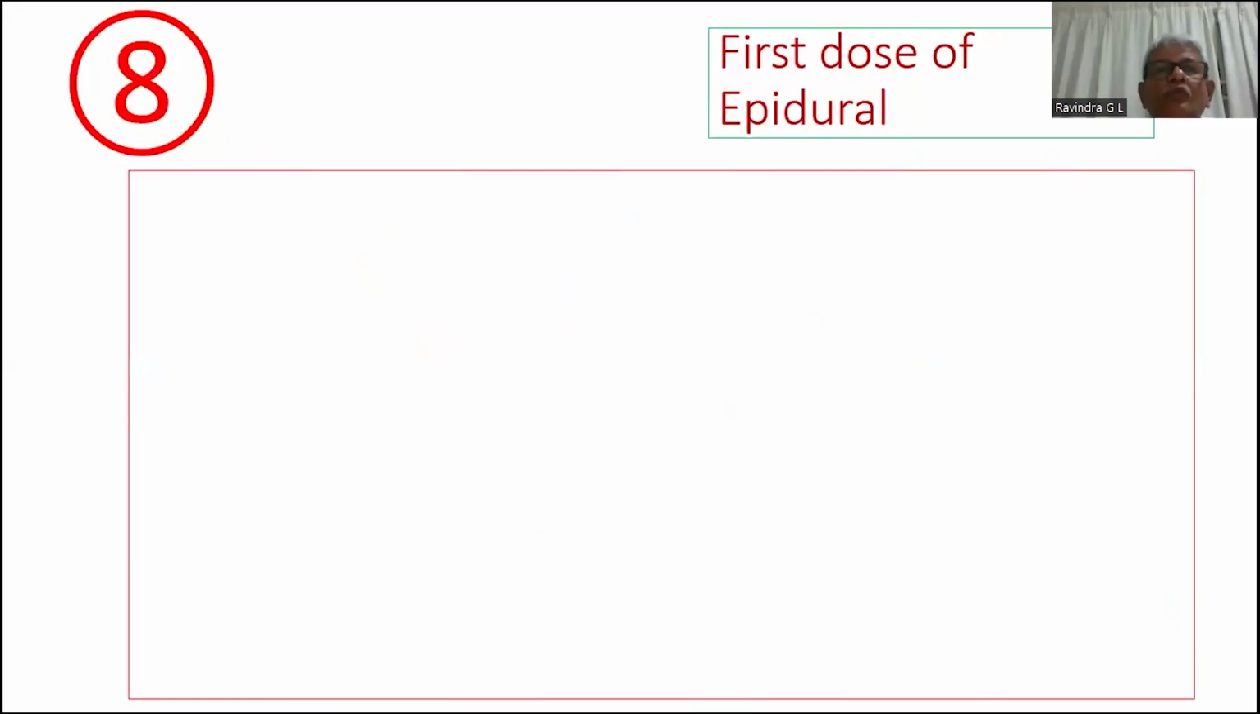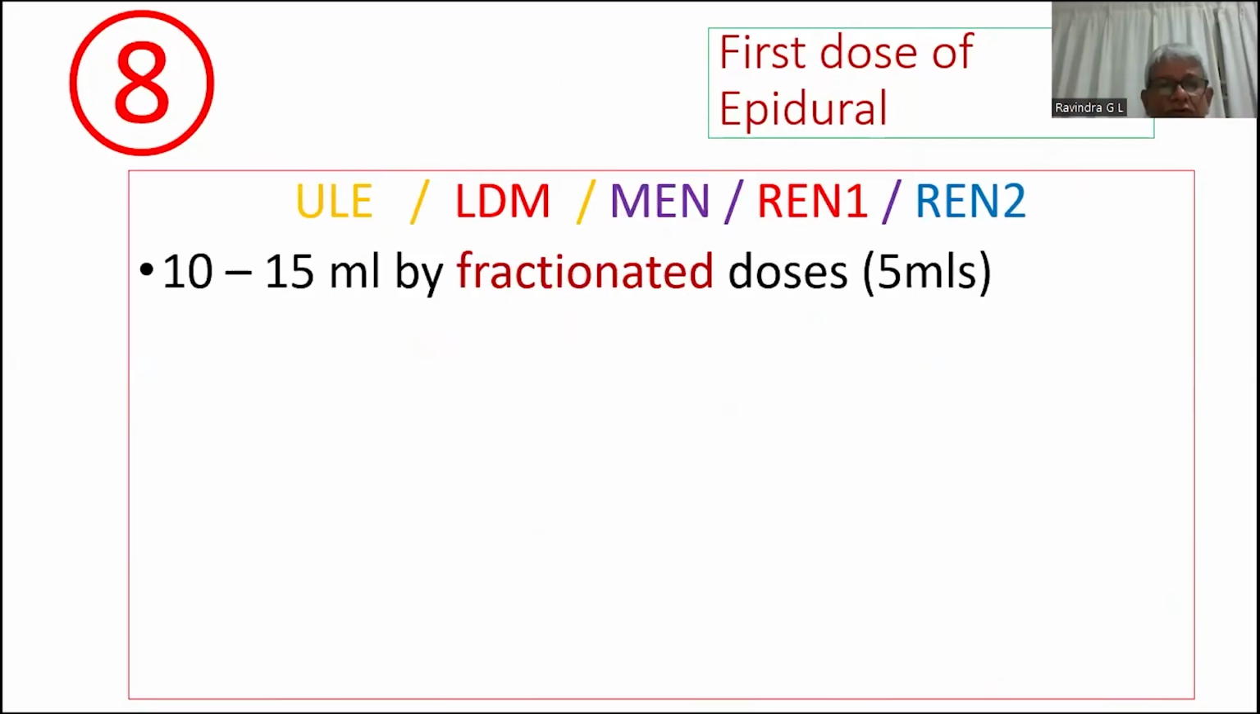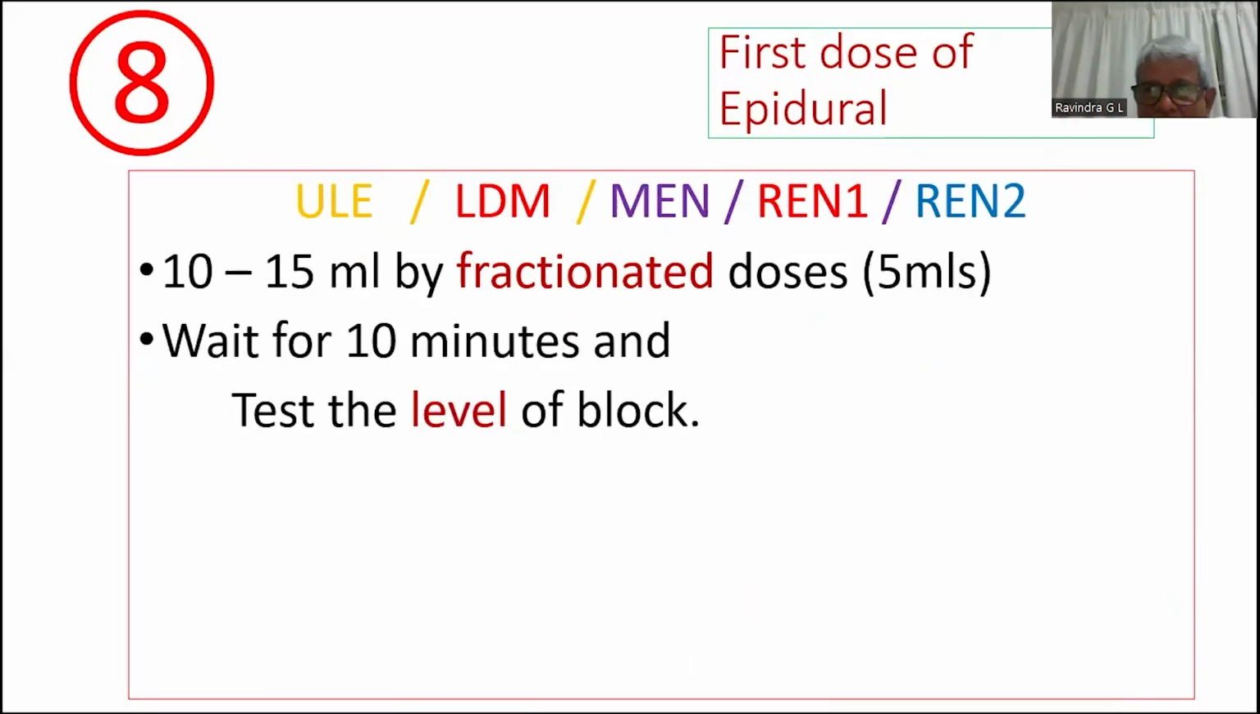Now, we have decided on what to use, whether it is LDM or ULE. Whichever concentration we are using, whichever mix we are planning to use, 10 to 15 ml in fractionated doses, that is 5 ml aliquots, 5 ml, 5 ml, 5 ml, is the first dose of the epidural. That's how we decide. Anything less than 10 ml will not be adequate. So we use 5 ml, wait for about 2-3 minutes, and give another 5 ml. If everything is fine, within 10 ml, in about 10 minutes time, the level of the block is tested.